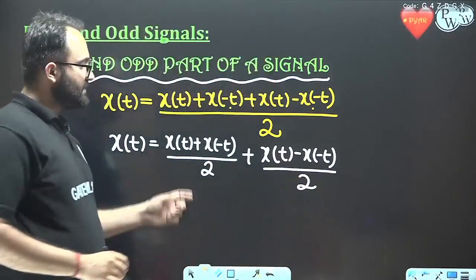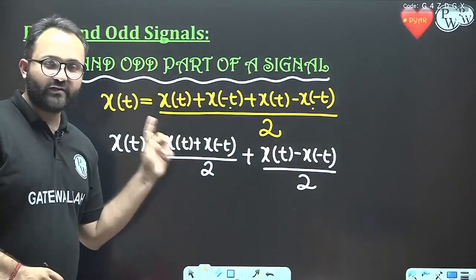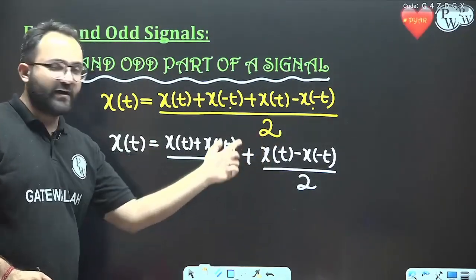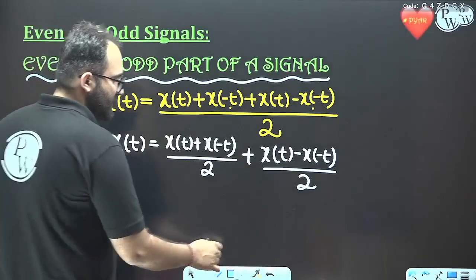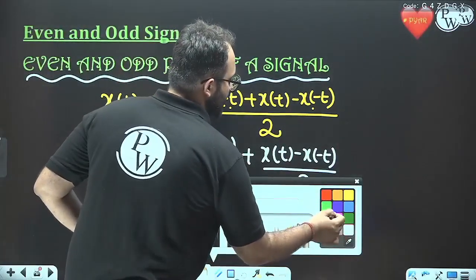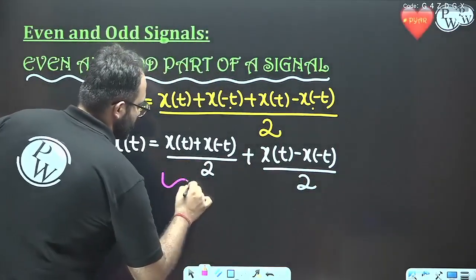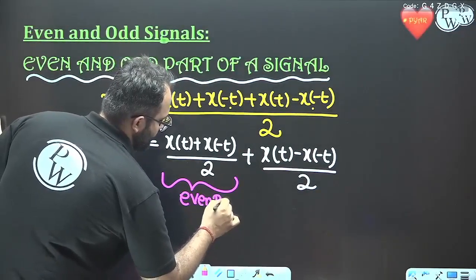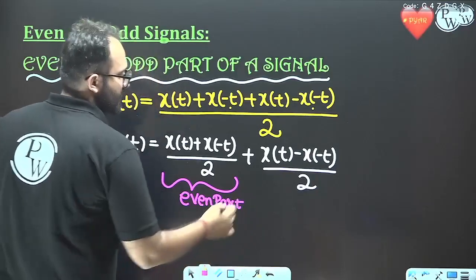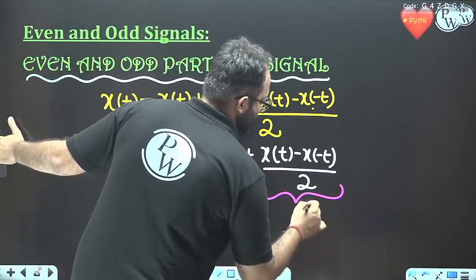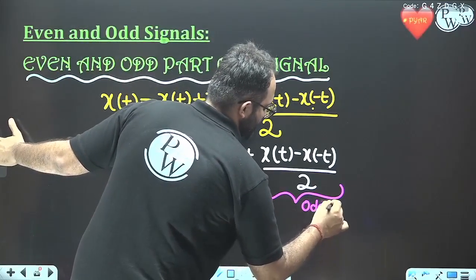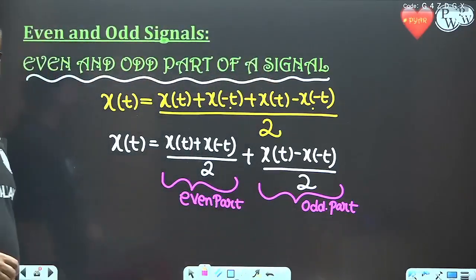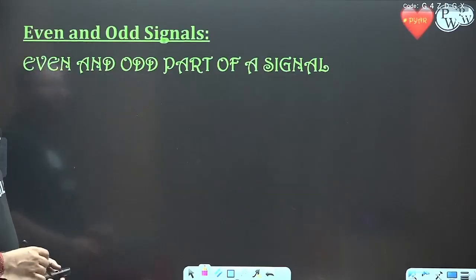So we can see that this is the even part. Okay, always remember that this is the even part of the xt and this is the odd part of the xt. Remember this formula. They can ask you any question directly. This is the even part of xt, and this is the odd part of xt. Okay, so this is for the continuous time domain.